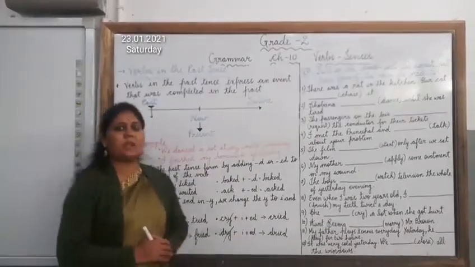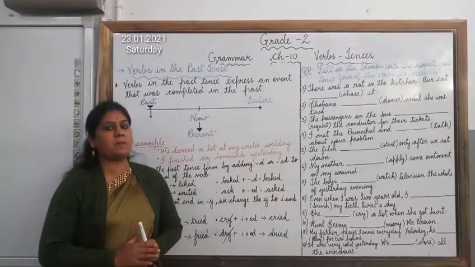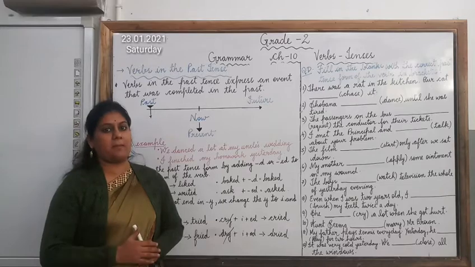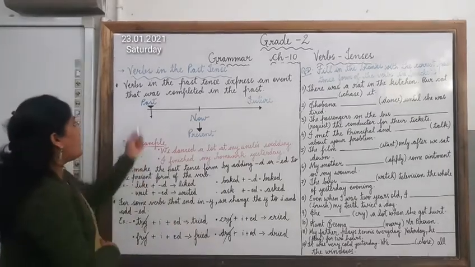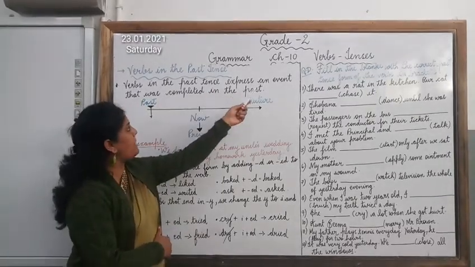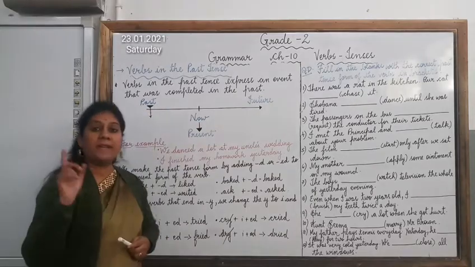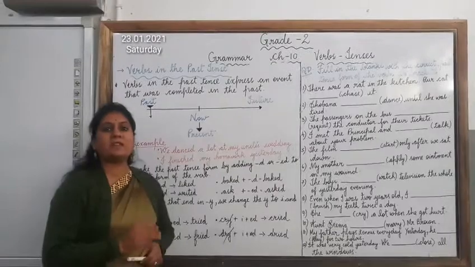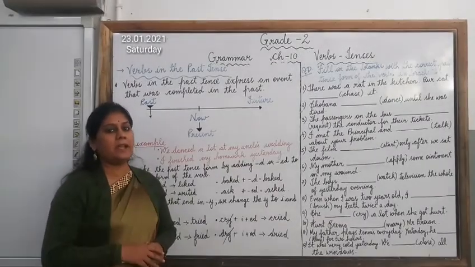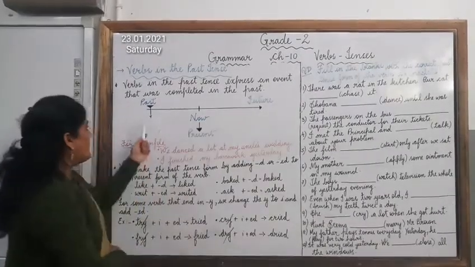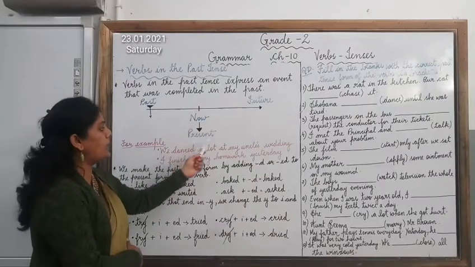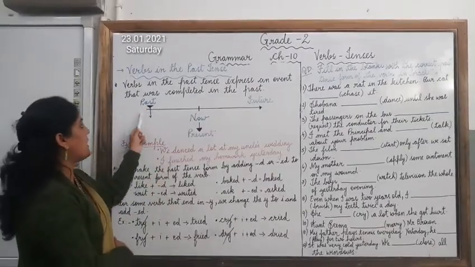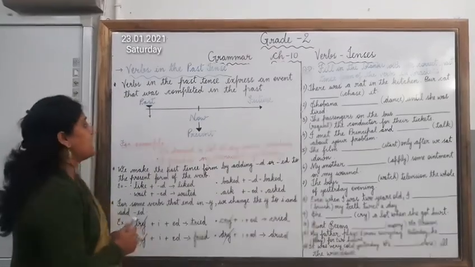Children, you all know the meaning of past tense. Past tense means an action which has already been done in the past time. Okay. So, verbs in the past tense express an event that was completed in the past, meaning the action which has already been completed in the past time. Here you can see this, we have already studied in our previous video. Now today we are going to study the past tense.